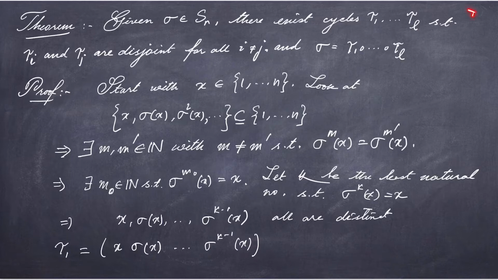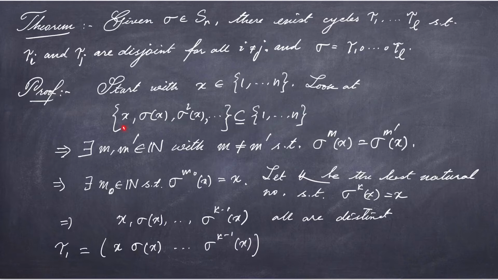So this theorem tells us every permutation is a product of disjoint cycles. Okay, every permutation is a product of disjoint cycles. This is what this theorem says. The proof of this theorem is quite elementary. First we will start with an x, and we will see where x can be moved by the repeated use of sigma.